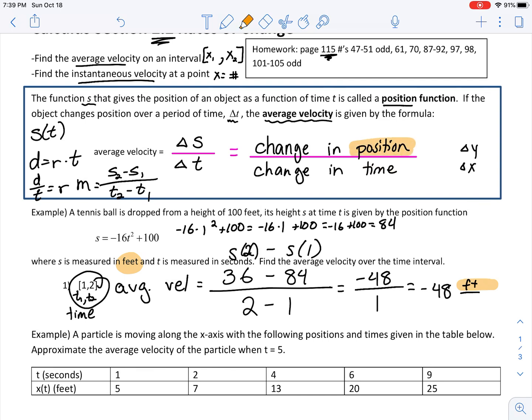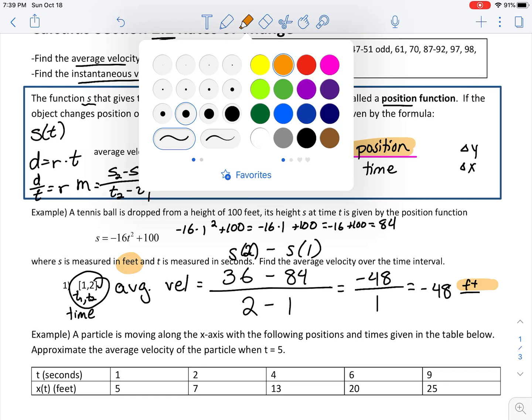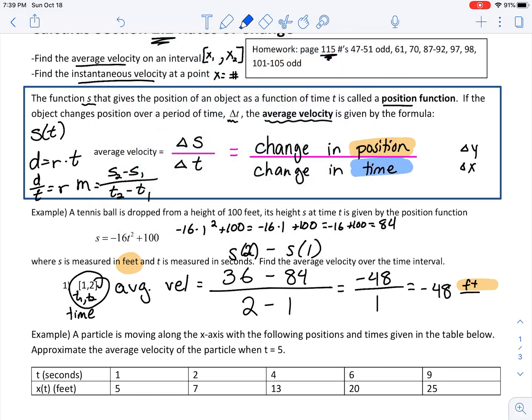Okay, so that's all position. Our denominator, let's do blue on that one, is going to be time. Time t is measured in seconds, so our denominator of our answer should be seconds. And that's it. From 1 second to 2 seconds, our average velocity was negative 48 feet per second.